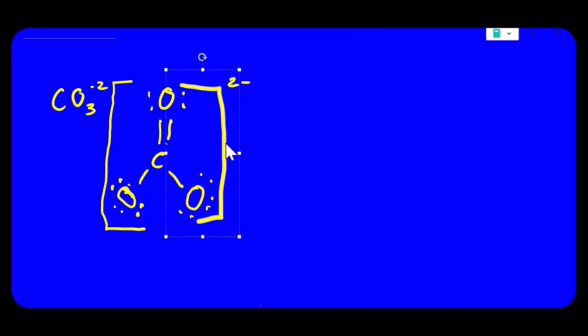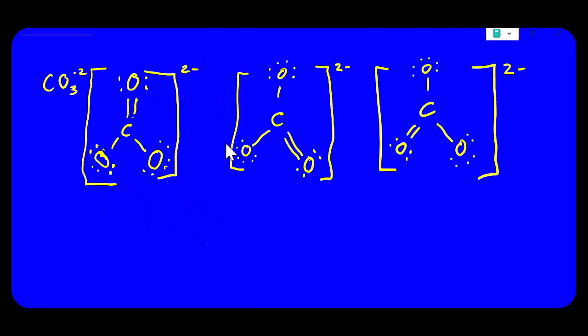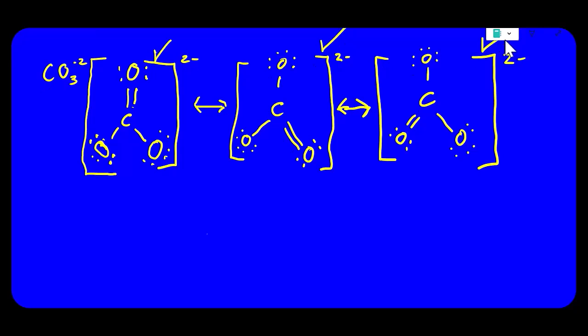We write each of the possible structures. So we have a double bond here, we have a double bond here, and we have a double bond here. And in between each structure, we write a double-headed arrow. And what this is saying is these 3 structures are a hybrid representation of what the true molecule would look like. So what's that mean? That means that it has characteristics of this structure, it has characteristics of this structure, and it has characteristics of this structure. So it means there's a little bit of a double bond character on each oxygen.